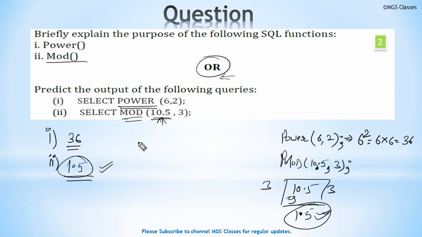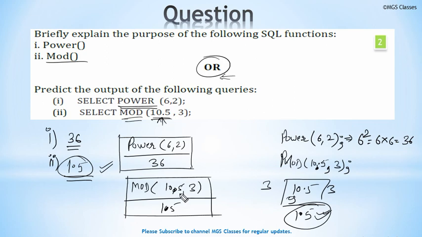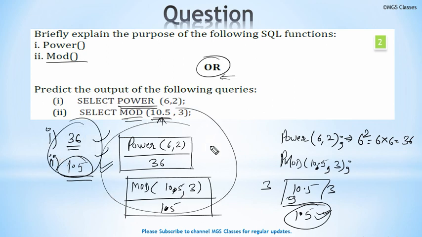You can write this way also: POWER(6, 2), like this you can create a box and write 36 below that box. This way it will look prettier. And in the MOD case, you can write MOD(10.5, 3), and then write 1.5 here, and make this box. So this way you can also answer. Both ways are fine. If you like to write like this, it is also correct. If you like this way, it is also correct, but it looks pretty good when you write this way in the answer sheet.